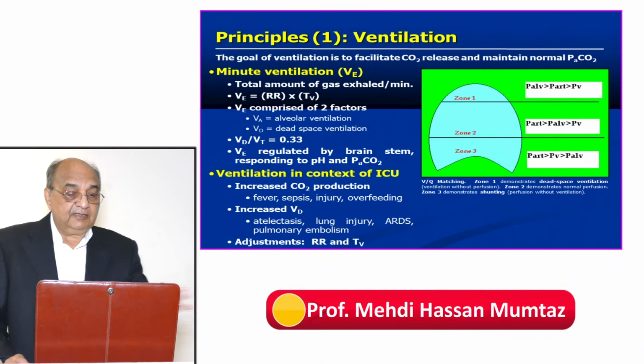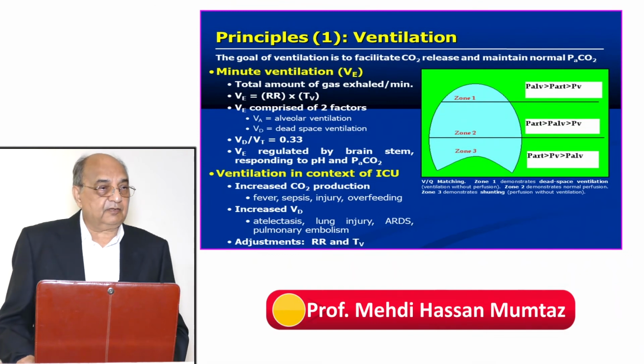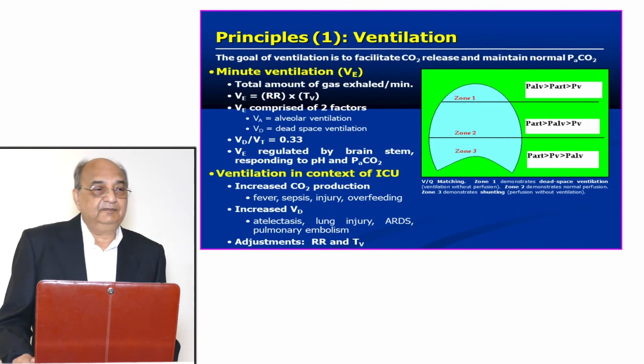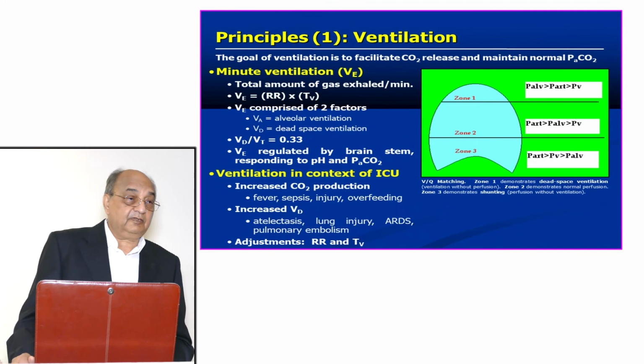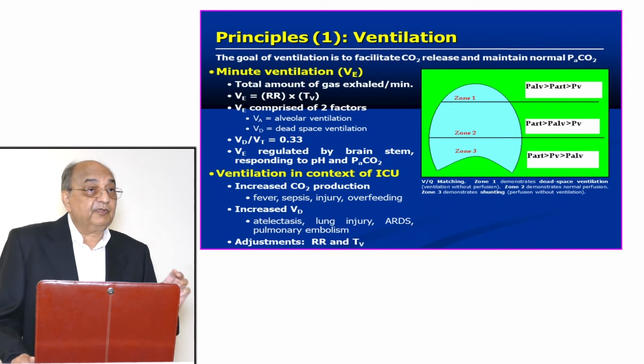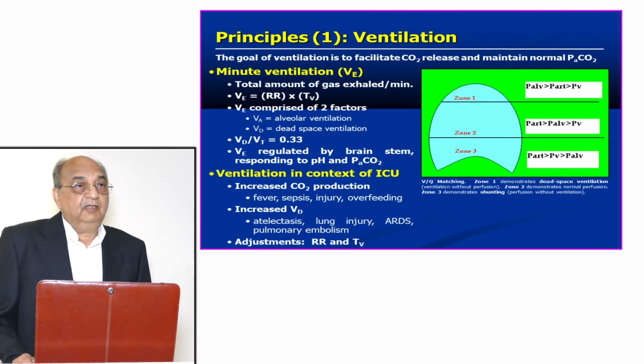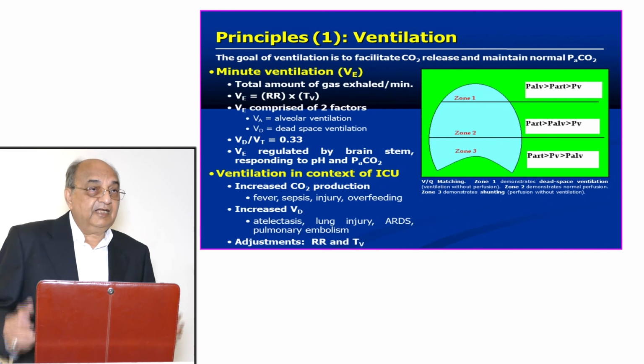Now, if you look at this diagram, it's a very important diagram. On the right side, it has 3 zones in the lungs. It is the John West classification of the lung as far as ventilation perfusion is concerned. If you look at the upper zone, the upper zone has less blood supply as compared to the other 2 zones.